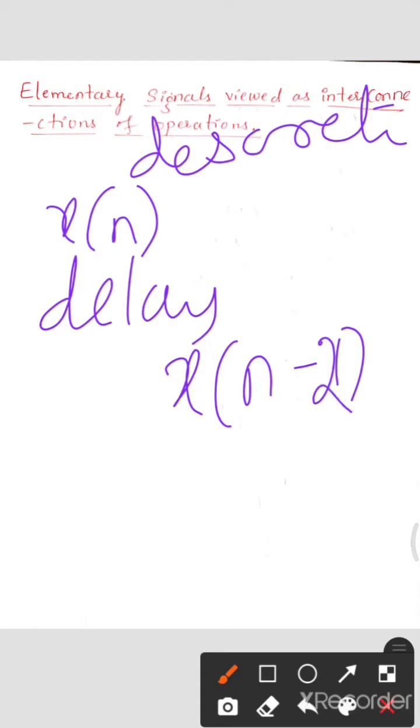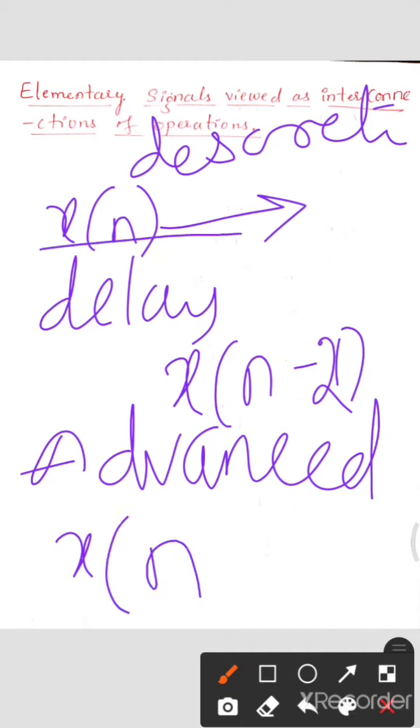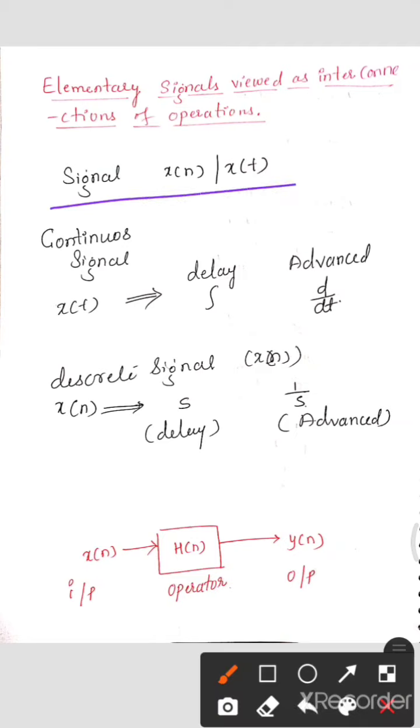Then if your signal is advanced, x of n will be like x of n plus 1, advanced by 1 second. If your signal is advanced by 2 seconds, then it should be n plus 2, and so on. So this we are going to observe here, for x of n and x of t, discrete and continuous signals.